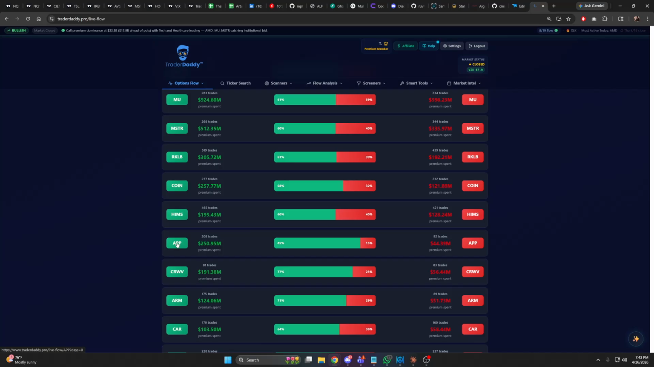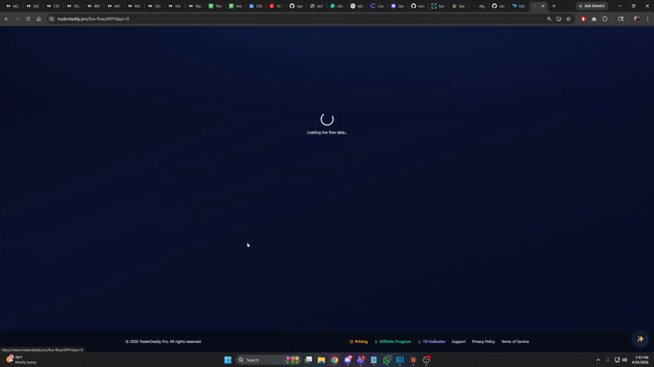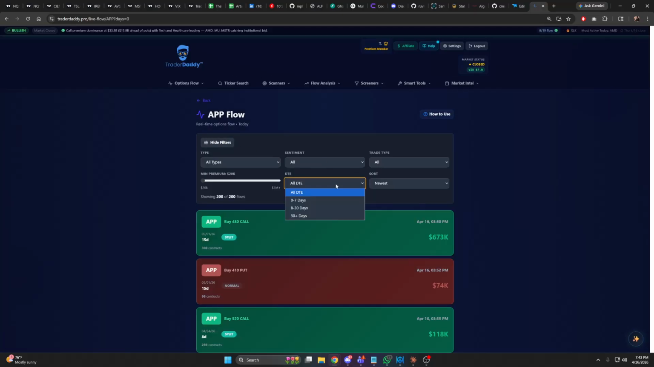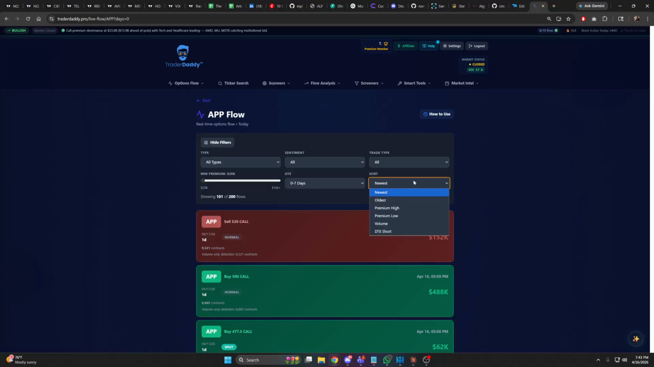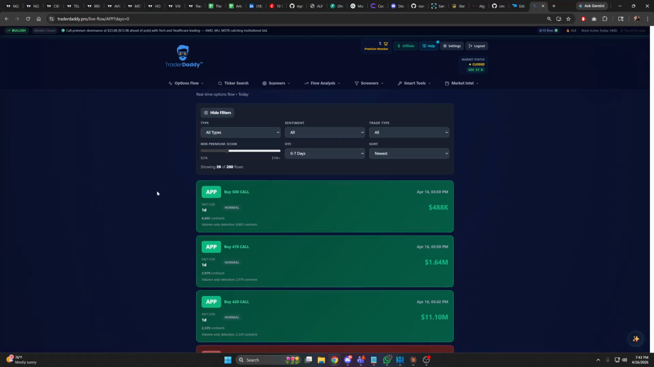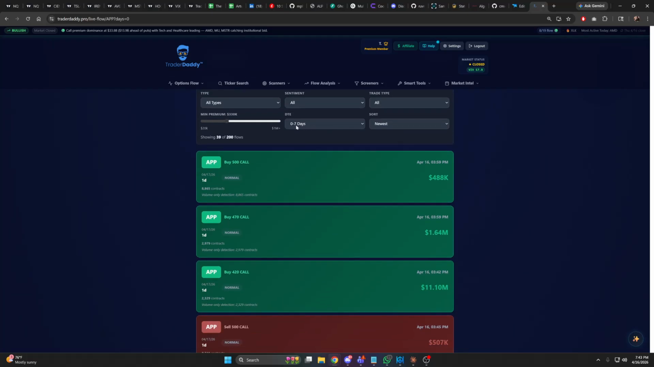Actually, I don't know what APP is. Is it AppLovin or whatever that company's called? This has a crazy amount. Yeah, crazy amount of bullish flows here. We can click into this, quickly filter, right? Put our premiums up. I did a filter 0 to 7 days, and you can see we have, I don't know who on earth bet 11 million for tomorrow, but someone bet 11 million for tomorrow for a 420 call.